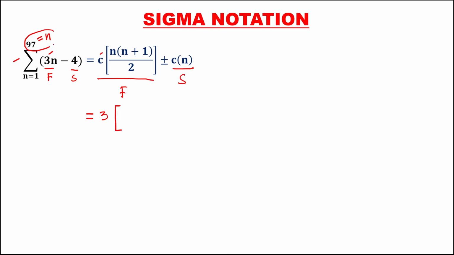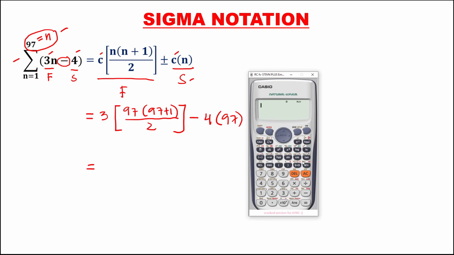So this is n, so this is 97 times 97 plus 1, then over 2. Then since this one is minus, we're going to use the minus, then the constant for the second term. That's 4, then times, and again, n is 97. From this, we can use now the calculator to find the value.